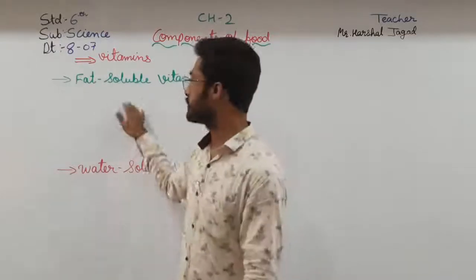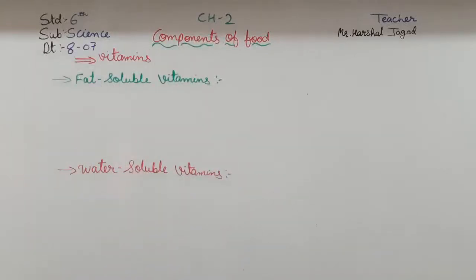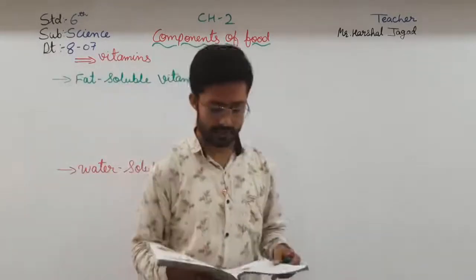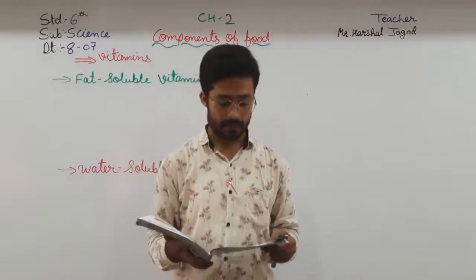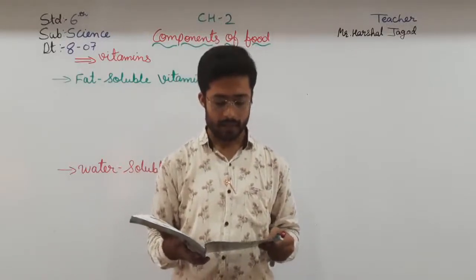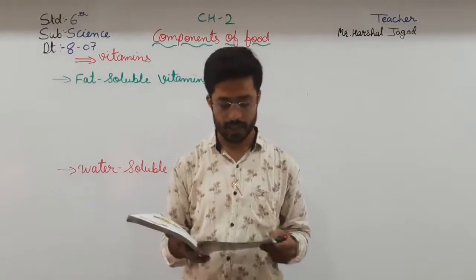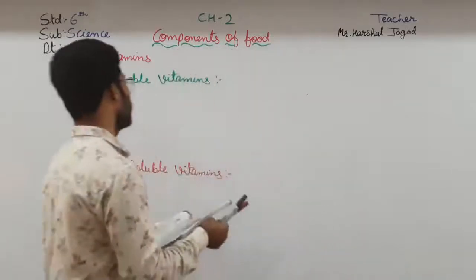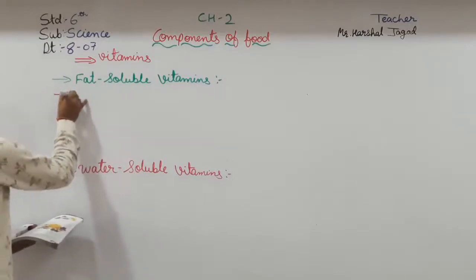Let us first see the fat soluble vitamins. The fat soluble vitamins are vitamins A, D, E and K. These vitamins are stored in the fat tissues of the body and are used as and when the body needs them. Vitamin D is also prepared by our body in the presence of sunlight. So first, what are fat soluble vitamins?